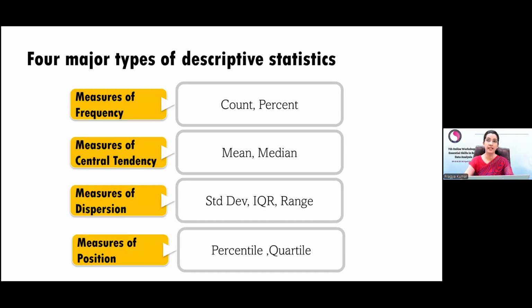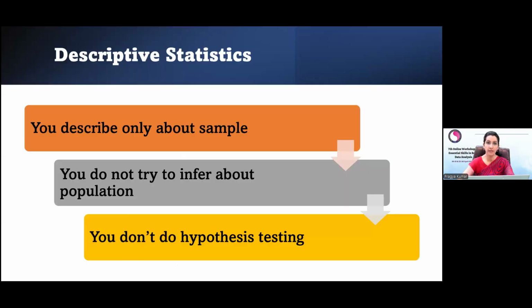Okay. And then there is position. So this position is again about the centile and position of the data. There is a percentile, if you divide 100 into each part. Then there's a quartile, if you divide that 100 into 4 parts. And then there are deciles. So depending on the division, it's about the position of the data.